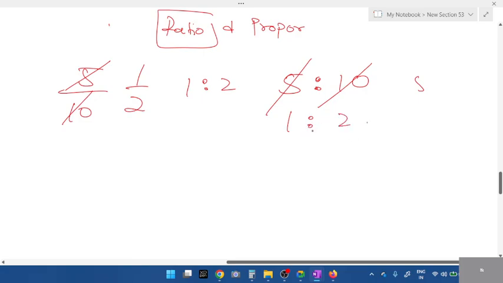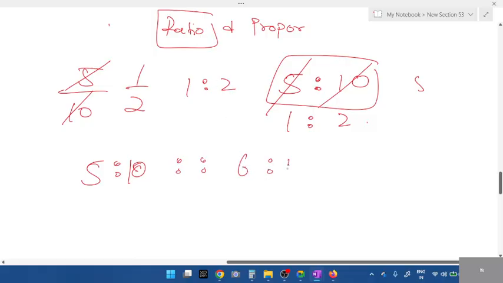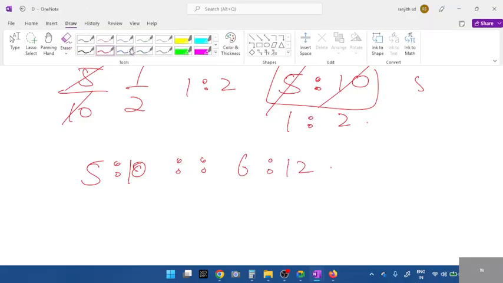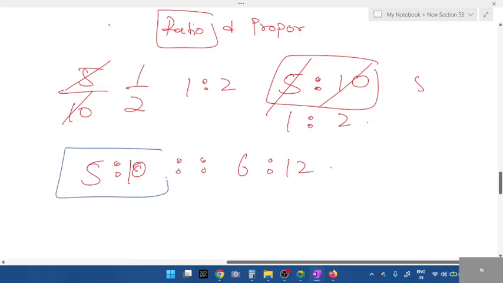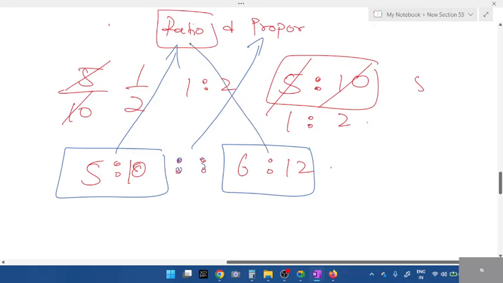This is ratio. When it comes to proportion, you'll have two ratios together. 5 is to 10 is 6 is to 12. This is proportion. So what do you mean by proportion? Two ratios put together. This is the proportion symbol. These two are ratio symbols.